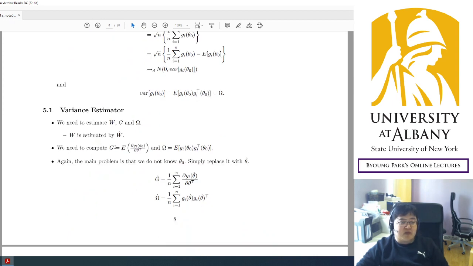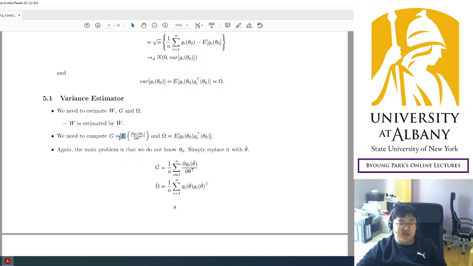Not a big problem. So remember, capital G is defined as the population expectation of the derivative. And then we are going to estimate the population expectation by the sample mean, and the derivative is known. You can calculate the derivative, but what you can't calculate is theta zero. Theta zero is the true parameter, the unknown true parameter. So replace the unknown true parameter with the available estimator for the true parameter, theta hat. That's it. That is your estimator for capital G.